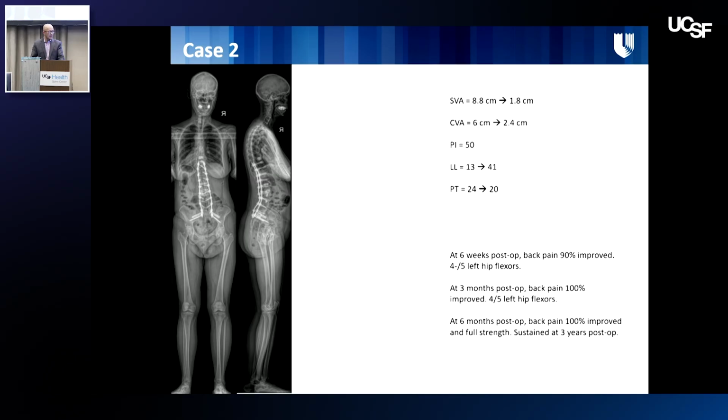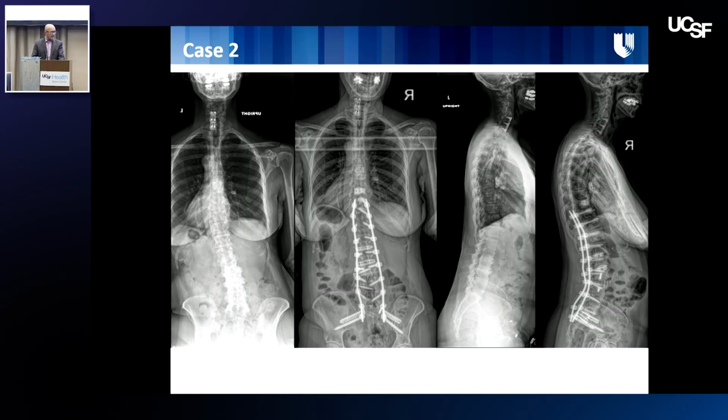So again, SVA improved to less than 2 centimeters. Coronally, I wish I'd gotten a little bit better, but I think most people would say within 3 centimeters would be within the realm of normal. Again, nearly 30 degrees of lordosis correction, this time just through 3 interbody, just through 3 disc spaces. And improvement in the pelvic tilt as well. Again, back pain gone fairly quickly, subtle hip flexor weakness through 3 months, but now she's got a good result sustained through 3 years. And these are the side-by-side comparisons.